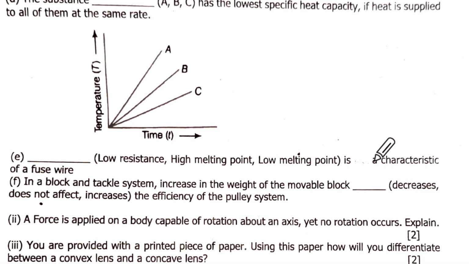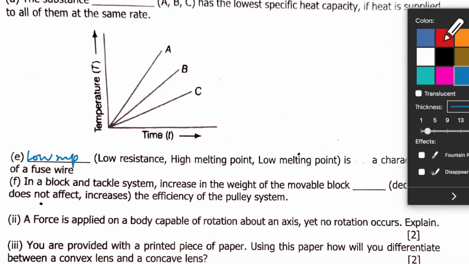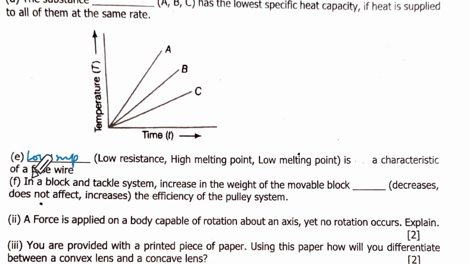Low resistance is the characteristic of low melting point, correct. This was easy. Now whichever ones you would have got marks on your own, you have to give. If you don't get marks, you have to give yourself 0. In a block and tackle system, increase in weight of the movable block is going to reduce my efficiency because the weight of the movable block will get added to the load, the useful load, correct? Yes, ma'am. So what will happen to the efficiency? It will decrease. Understanding?